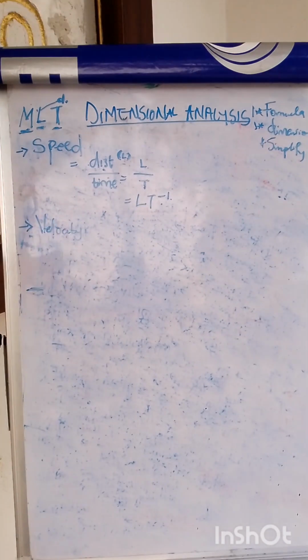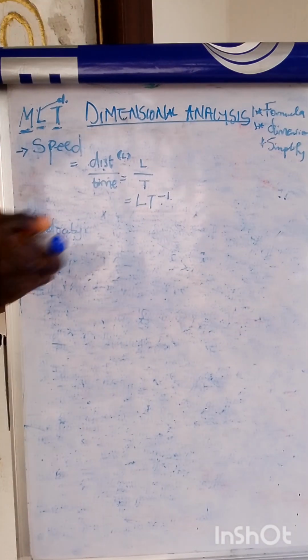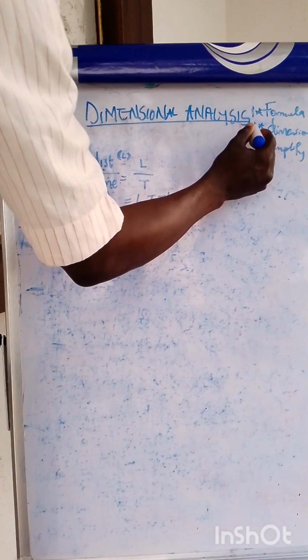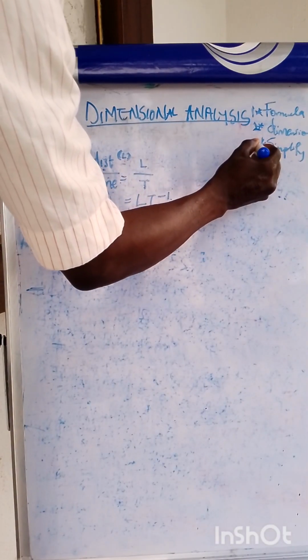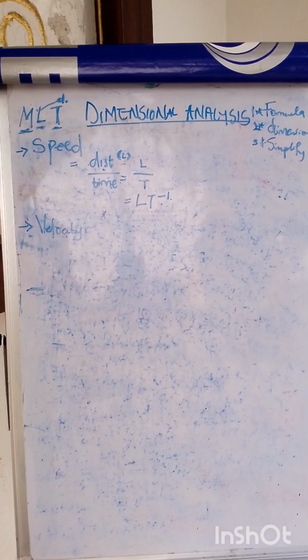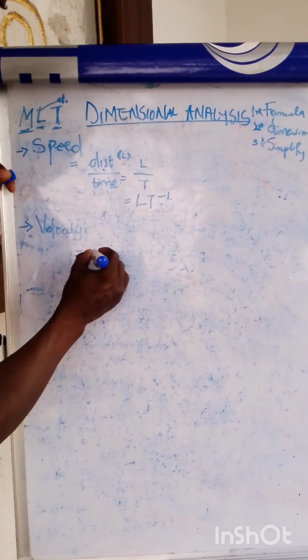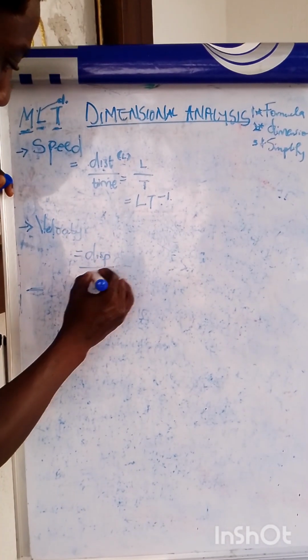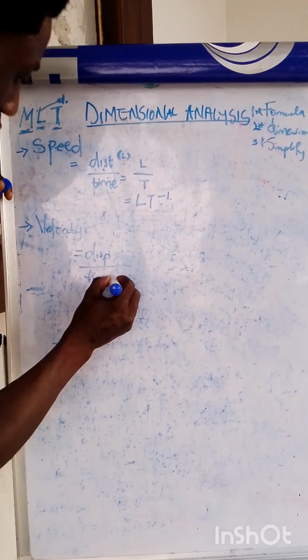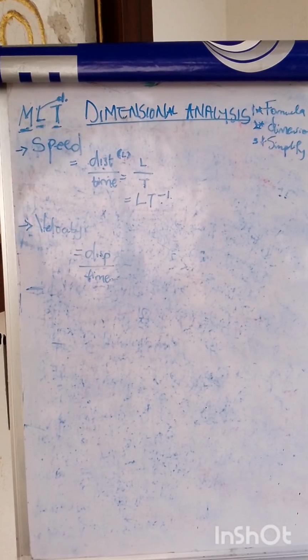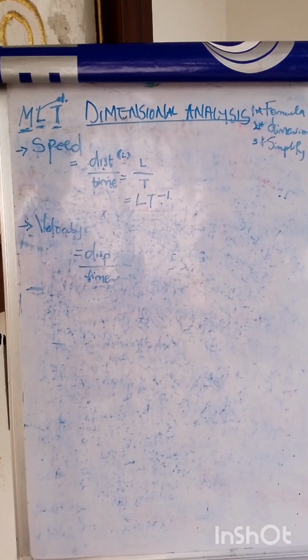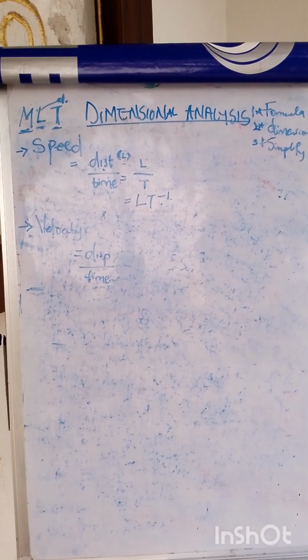What is velocity? Don't forget where we are coming from. We have to look for the formula first, then we look for the dimension, then we simplify as a third step. So velocity is the rate of change of displacement, not distance, with time. Your displacement is somewhat similar to distance. It's just that displacement has direction. So this is the difference between displacement and distance.